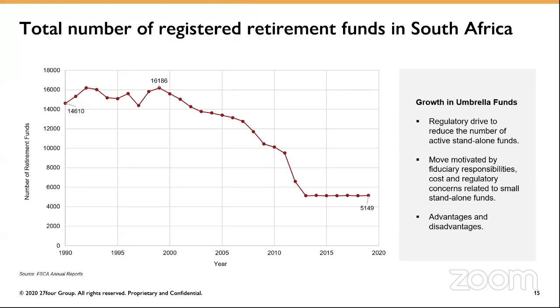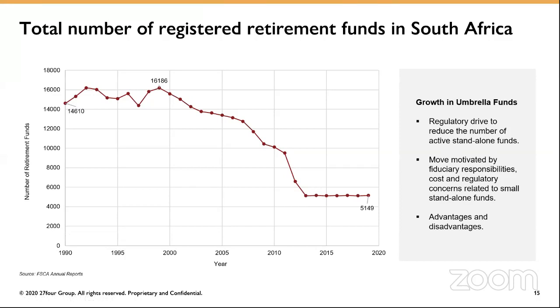This is quite an interesting slide. What it speaks to, it says that in 1990, there were 14,610 registered retirement funds in South Africa, and currently there are only 5,149 registered retirement funds in South Africa.